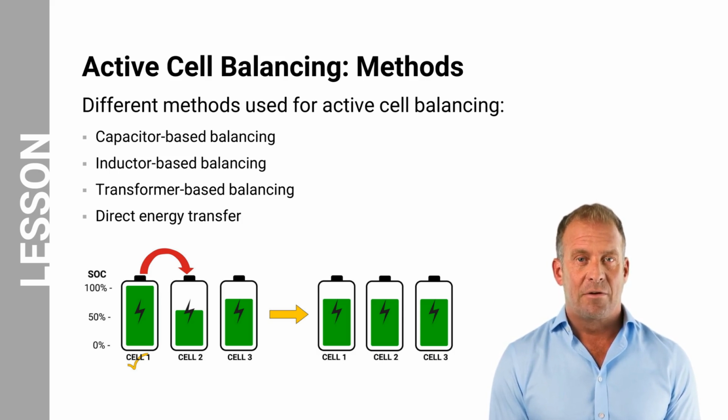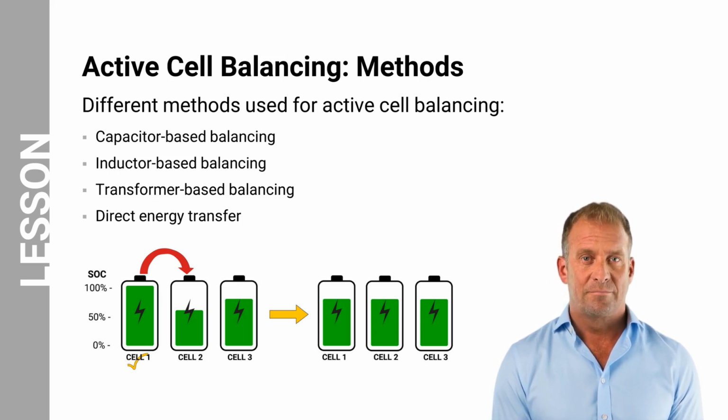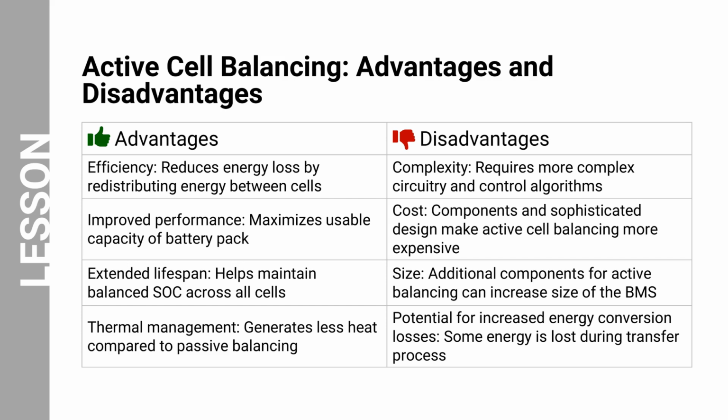Direct energy transfer involves direct connections between cells through switching circuits. Direct energy transfer allows for direct energy transfer from higher voltage cells to lower voltage cells. Let us look at the advantages and disadvantages of active cell balancing.